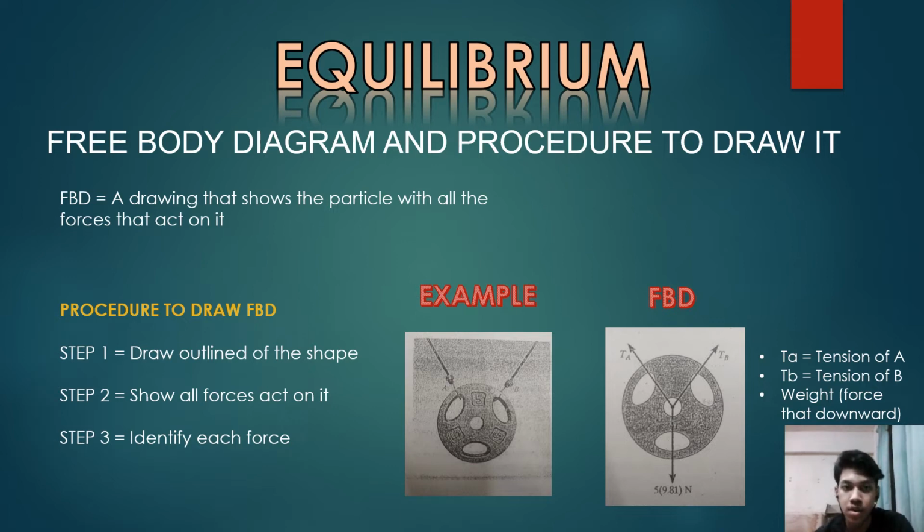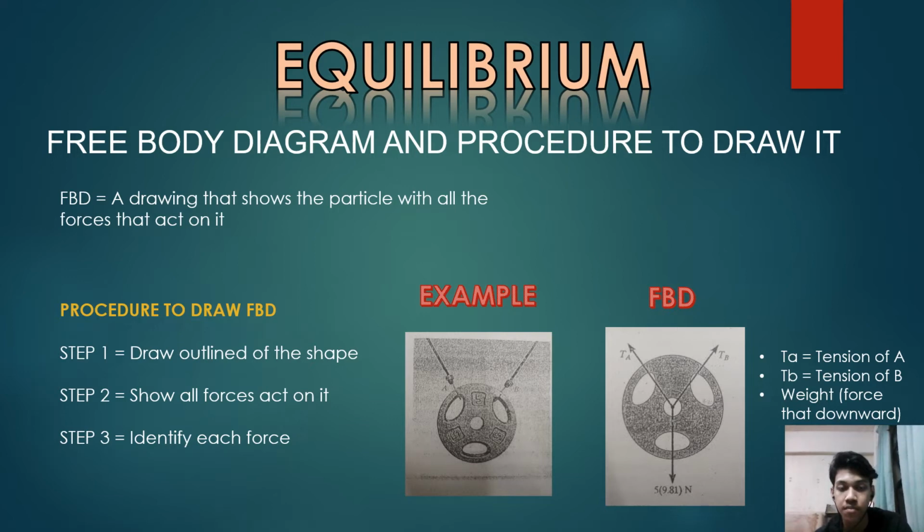Next, we are going to talk about the free body diagram and a procedure to draw it. Basically, a free body diagram is a drawing that shows the particle with all the forces that act on it. Right here I have three easy steps of procedure to draw a free body diagram. The first step is to draw the outline of the shape. But if we don't want to draw the outline of the shape, we also can just put a big dot where the center of the forces act on it. Next, the second step is to show all forces that act on it, and the last step is to identify each force.